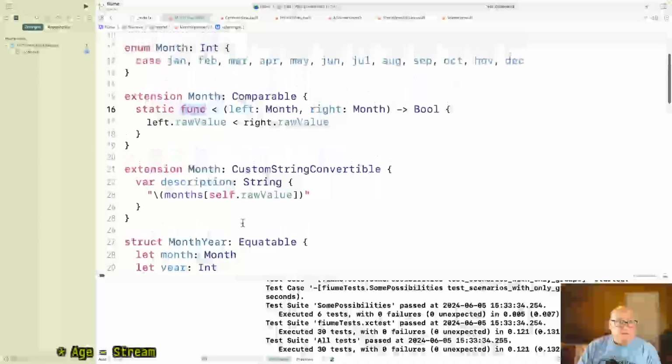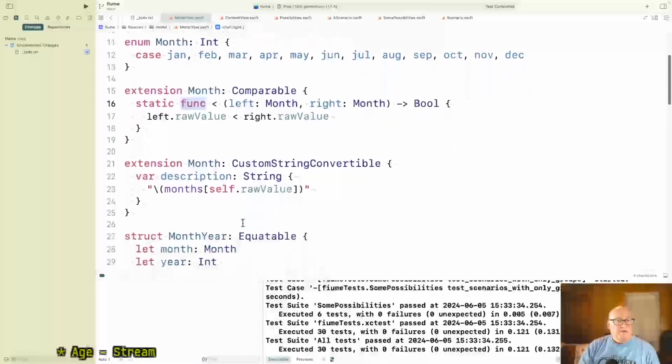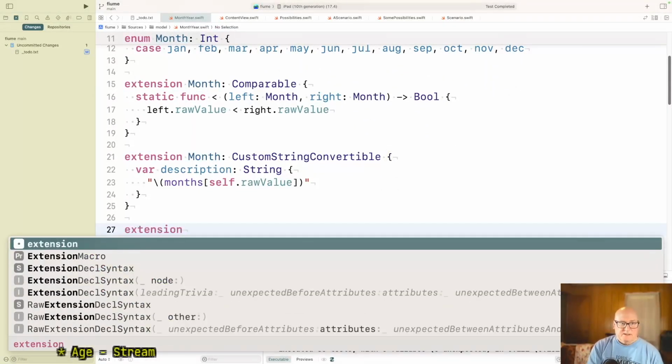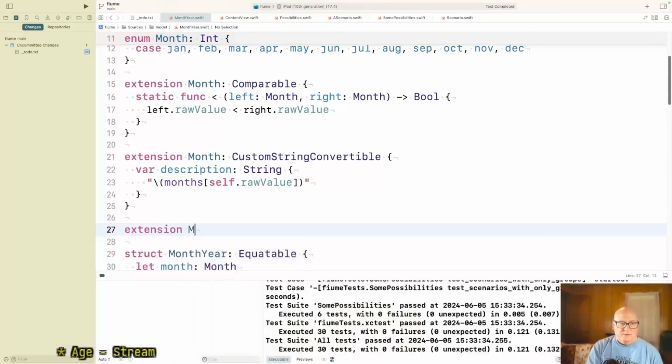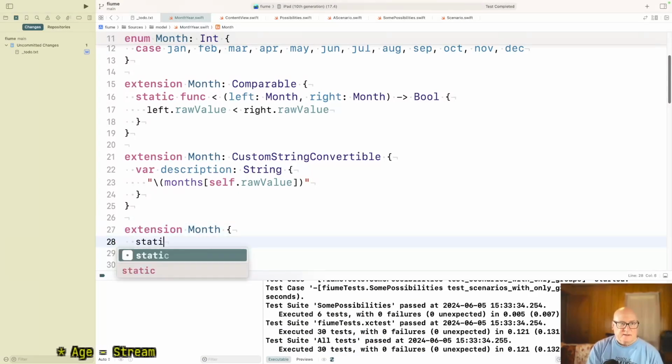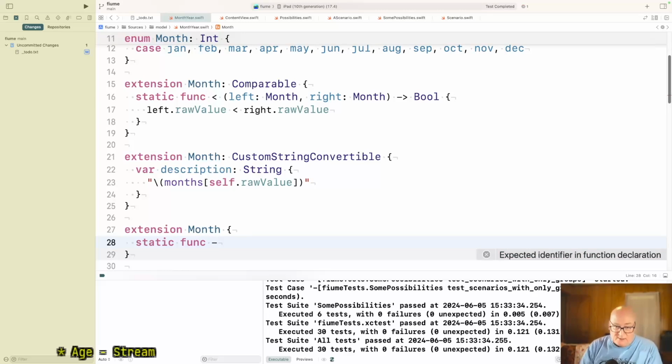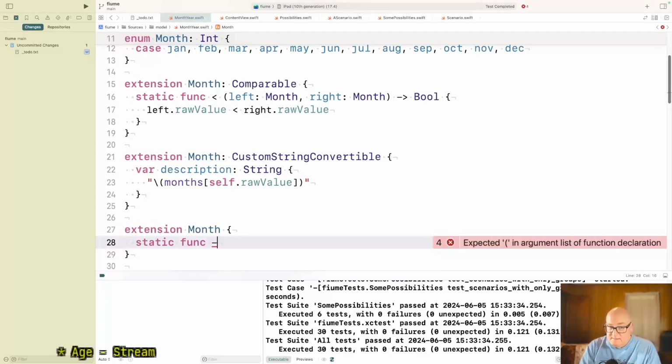Okay, so let's, oh, we have month in here. Okay. There's just so many places doing this thing. Well, see if we can find something we like. Extension month, static function. And then what is it? Is it, I almost think dash. We don't really subtract. Can I do colon?